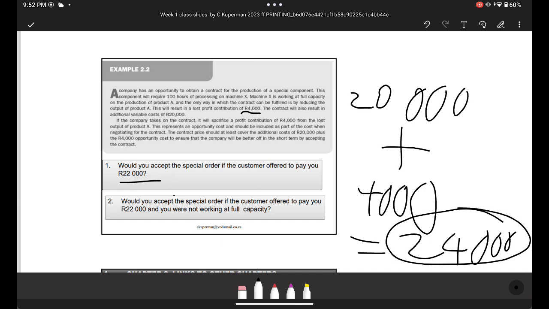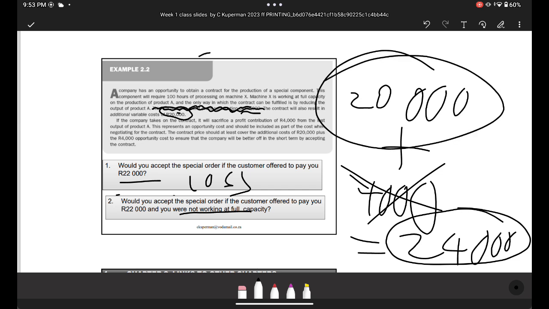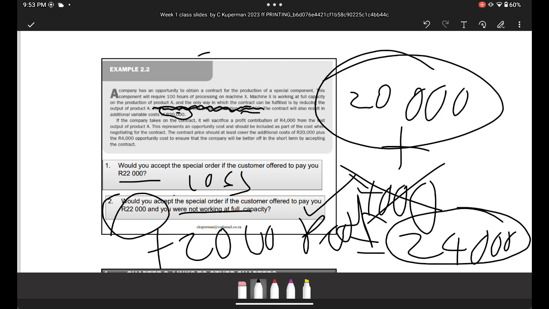So will you accept an order of 22,000? No. Because if the opportunity cost is 24,000, it's technically saying you're making 24,000. If this is less than that, then it's a loss. So no. Would you accept 22,000 if you're not working at full capacity? If they say you're not working at full capacity, see this 4,000 loss they're saying you made, you pretend that this doesn't exist. Not working at full capacity means you're not going to make a loss in the machine. So you erase this. So the only cost you have is 20,000, right? Not the 4,000. So if 20,000 rand is the cost, and you're getting 22,000 rand, plus 2,000 rand is your profit, therefore you take it. And that's it for this video.